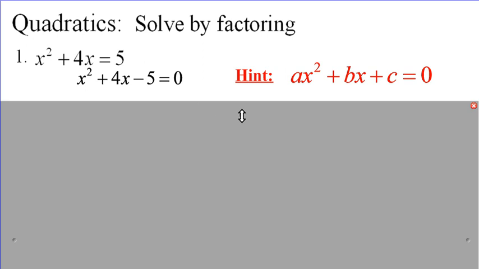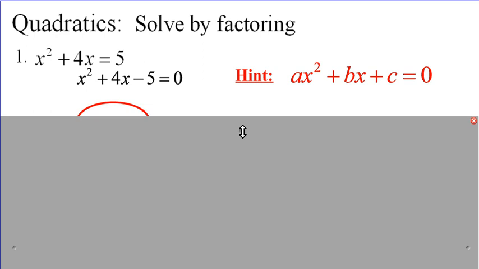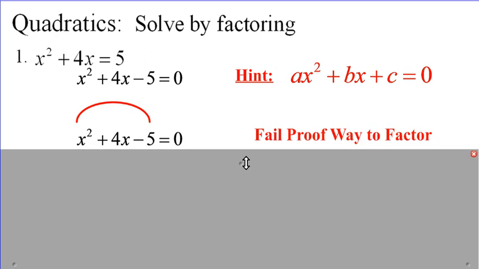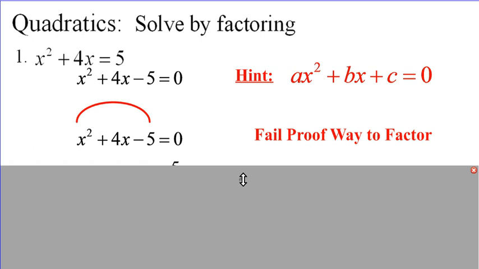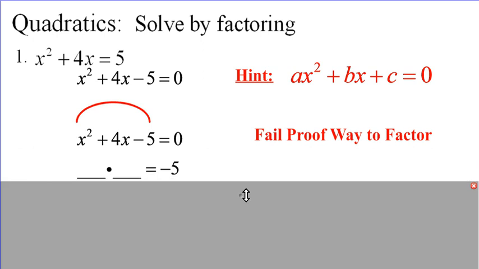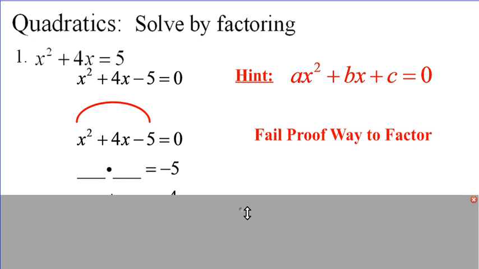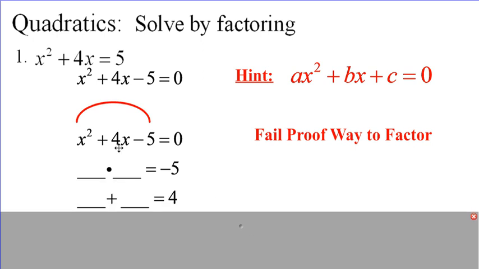The next step we want to do is look at the coefficient of our first term and our value of our constant. We're going to multiply those values together. So here my coefficient is 1. My constant is negative 5. 1 times negative 5 is negative 5. So I want to think of what numbers I could multiply together to get negative 5, but will give me a sum of 4.